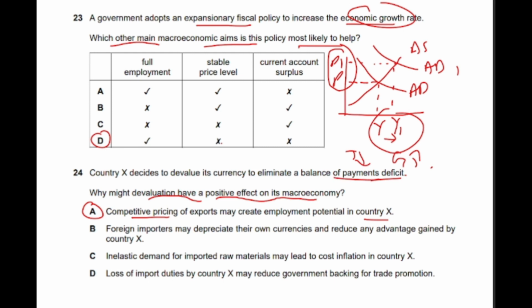Balance of payment deficit is when exports are less than imports, the value of exports is less than the value of imports. So when you are making your exports cheaper and comparative, then definitely exports will rise and the deficit will be corrected.